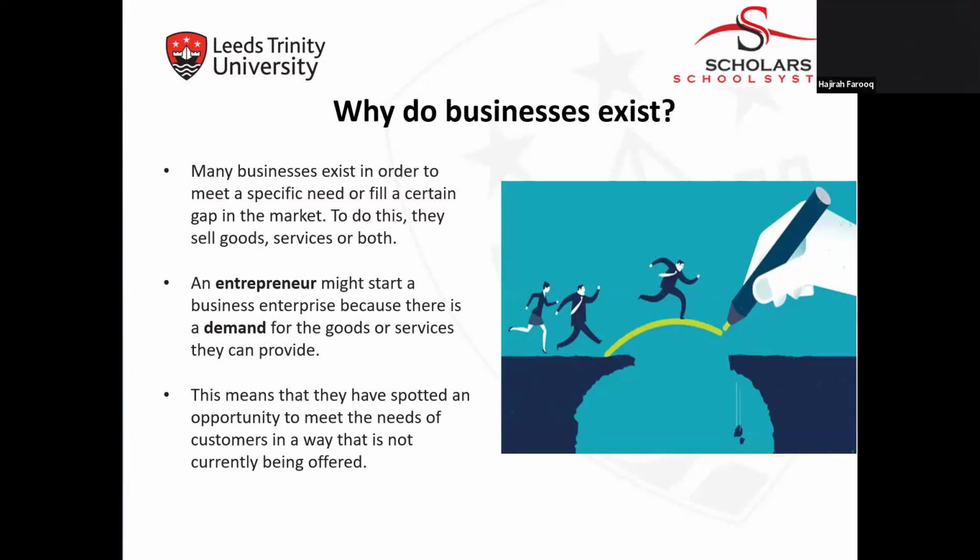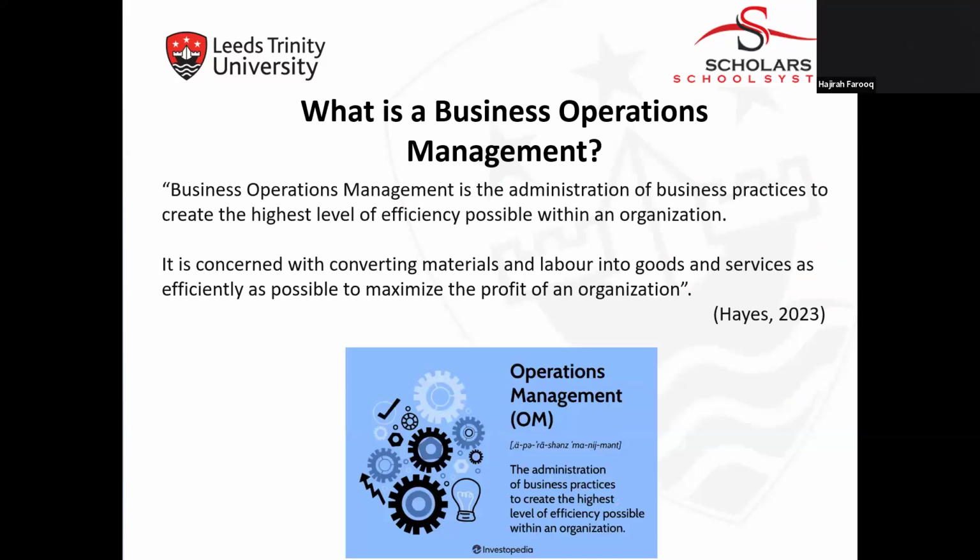Then we discussed why businesses exist, which is a very interesting question, and we had a little class discussion on this topic. And then we discussed what is business operations management. So we discussed with the class that business operations management is basically the administration of business practices to create the highest level of efficiency possible within an organization, and also that it is concerned with converting materials and labor into goods and services as efficiently as possible to maximize the profit of an organization.